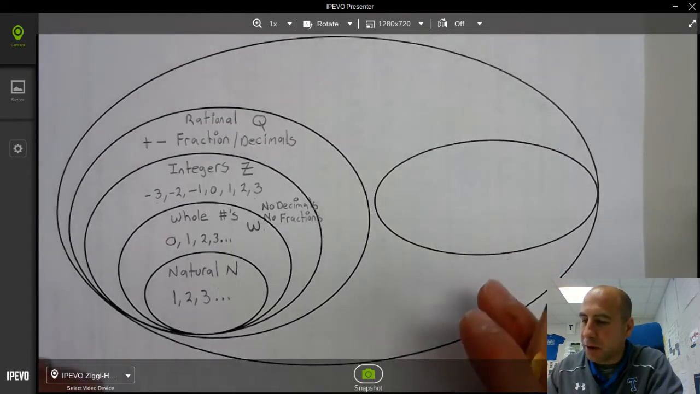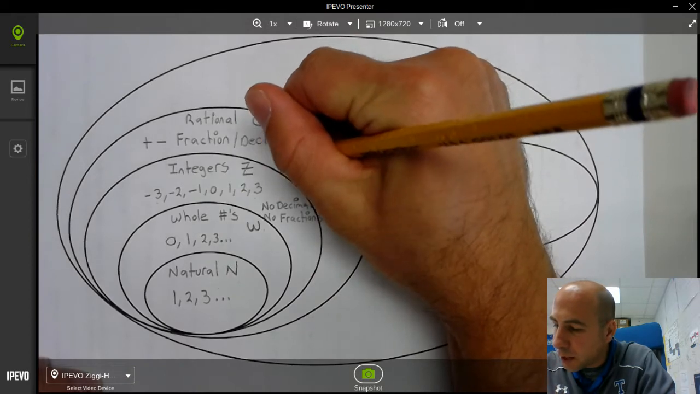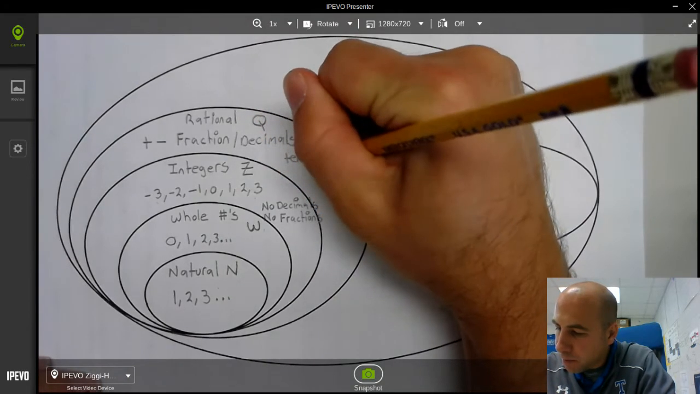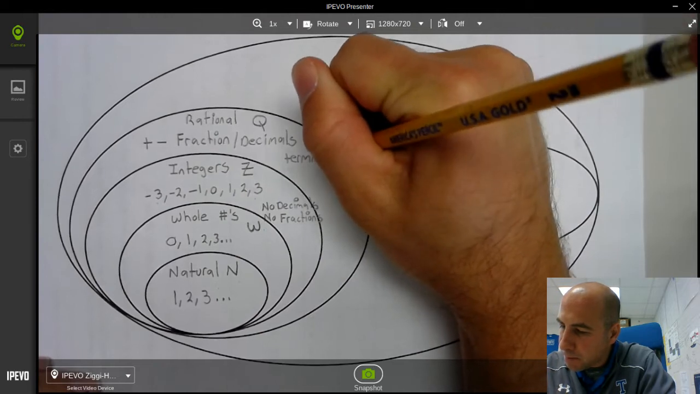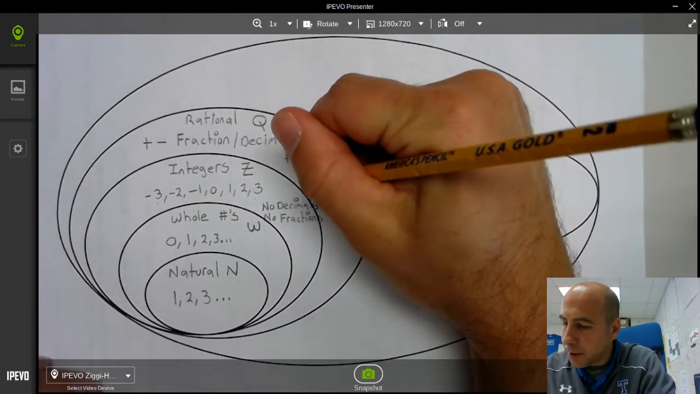Okay. Now, something to know about rationals is the decimals and fractions are terminating or repeating.